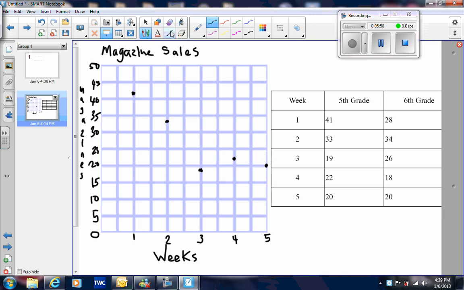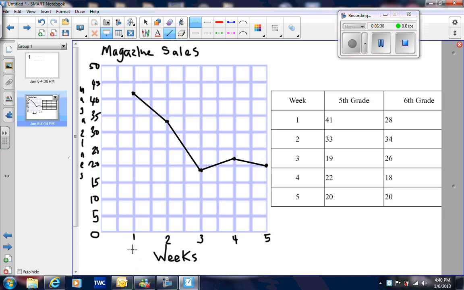Okay, I'm going to go ahead and make some lines here now. If you were doing this, you'd be doing it with a ruler, using a straight edge. Okay, so this is what's called a line graph right here. It keeps track of data over time.